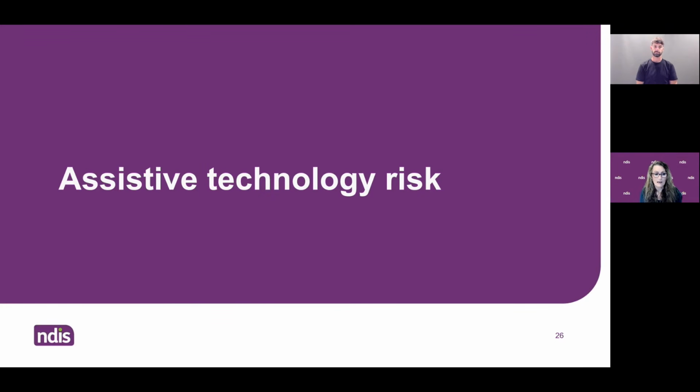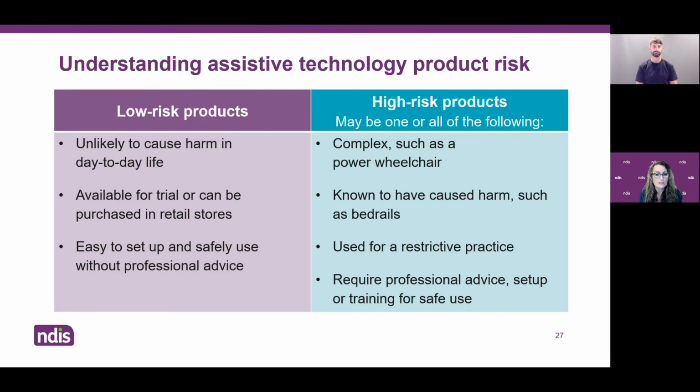We will now cover AT risk. AT ranges from simple products to complex devices, and we use two product risk categories, low and high, to assess the complexity of a participant's AT needs. Low risk AT products are unlikely to cause harm in day-to-day life. They're available for trial, or they can be purchased in a retail store, and they're easy to set up and safe to use without professional advice.